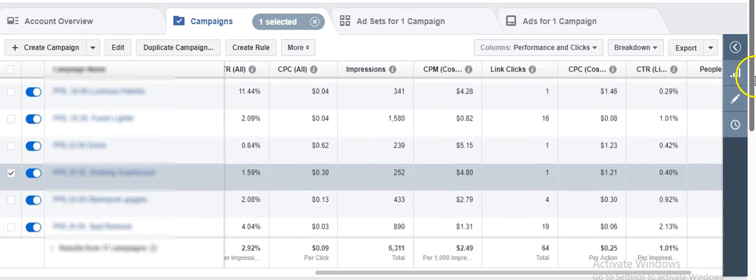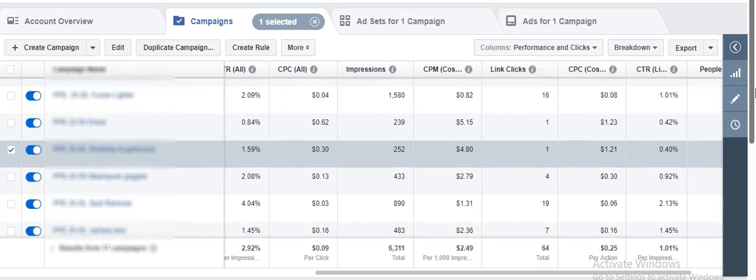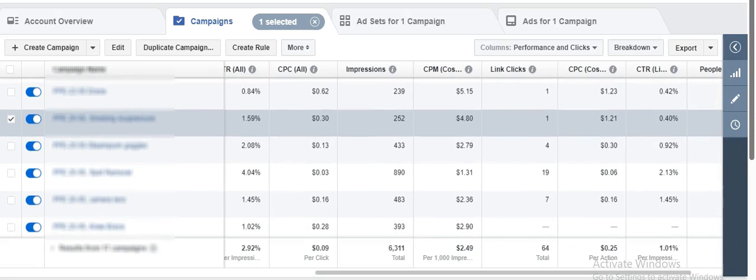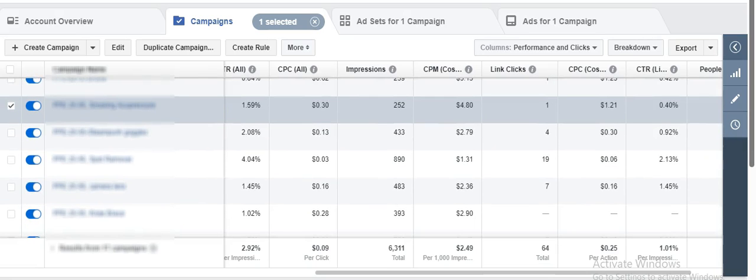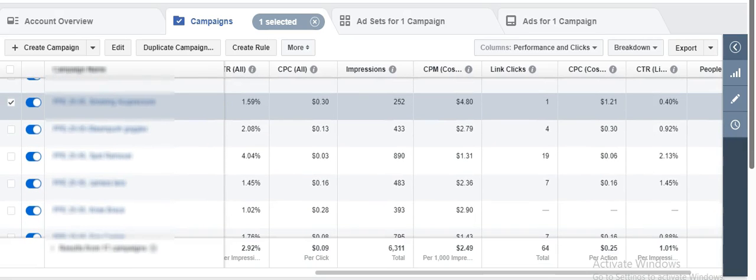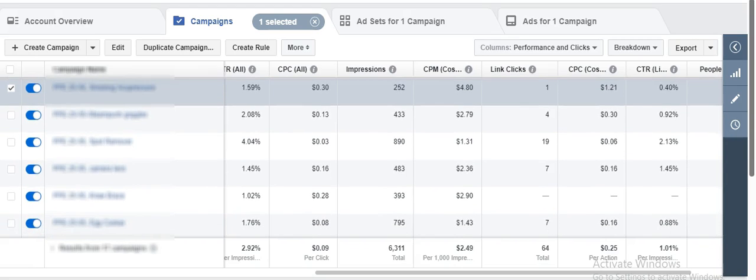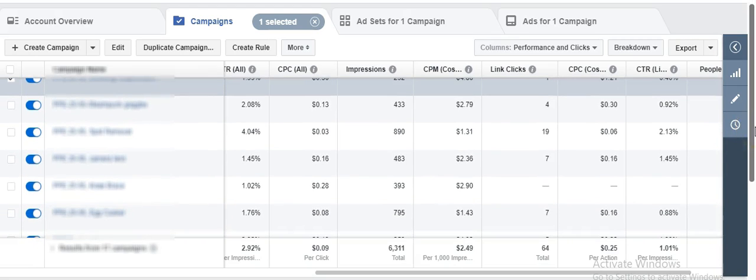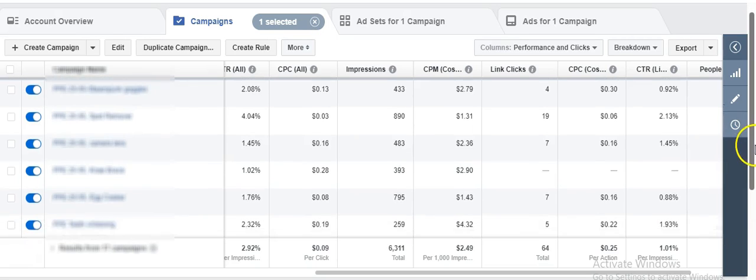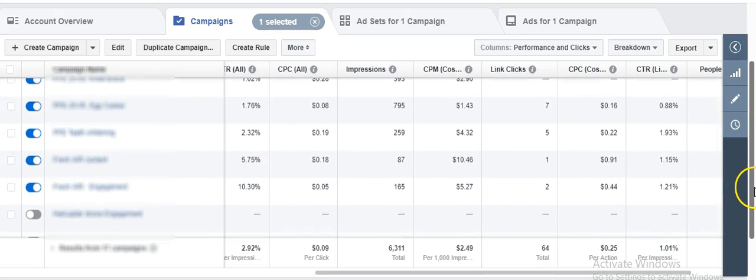$4.70, $4.28, $8.20, 82 cents, $5.15. I guess I just want to calculate the money that I'm trying to get. $4.80, $2.79, $1.31, $2.36, $2.90, $1.43. But as we go down, we see the $10.46. That's the problem right there. You definitely want to try to keep that under 10.